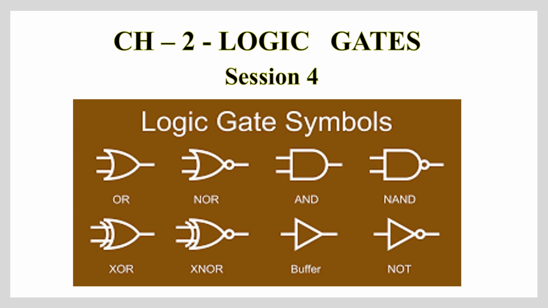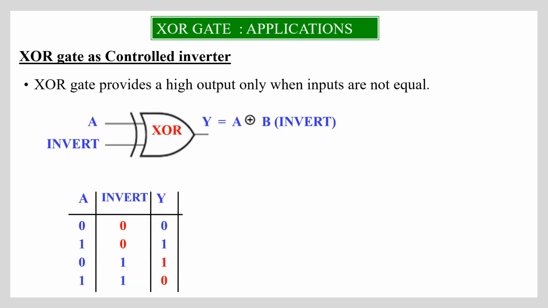Before proceeding to session 4, let us see what we have seen in the 3 sessions. We have seen what logic gates are, then basic gates, derived gates, De Morgan's theorem, then NAND as a universal gate, NOR as a universal gate, the XOR gate, then XOR as a parity checker. So let us proceed. We already saw the XOR gate and one of its applications in the previous session.